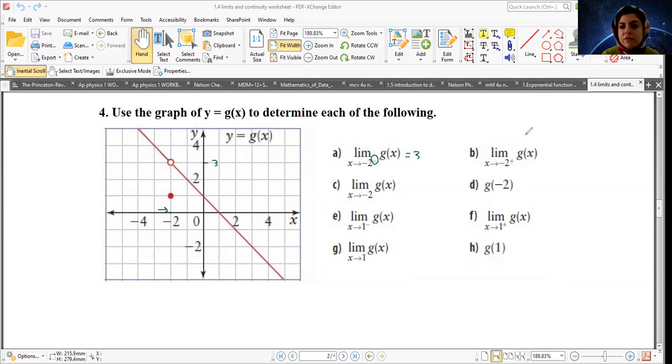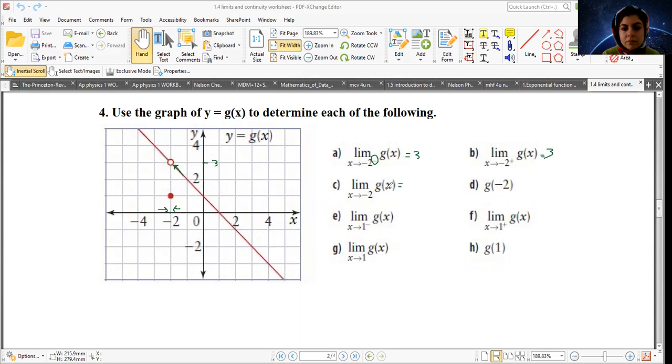How about +2? What do you think, Eric? Yeah, so for +2, if I'm looking from the right side, I think I approach 3 as well. Yes, if you're getting to -2 from the positive side, it's going to be close to that. So you have to look at this side of the graph. Again, you're approaching 3. So do you think the limit exists or not?